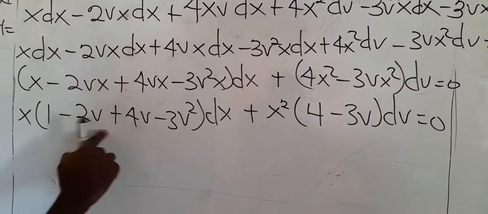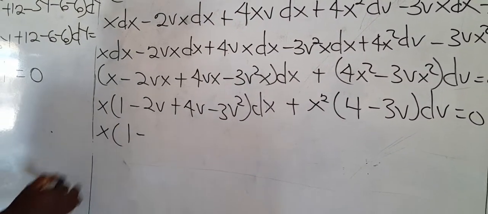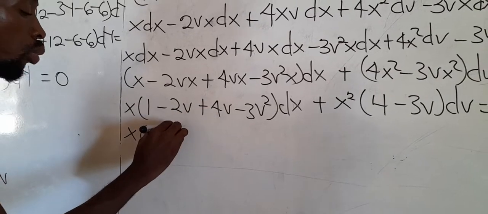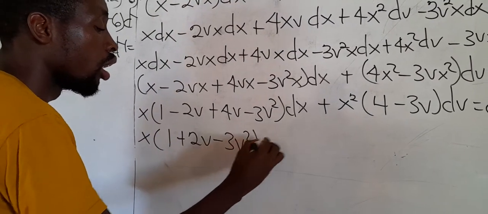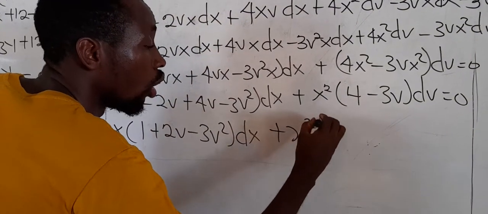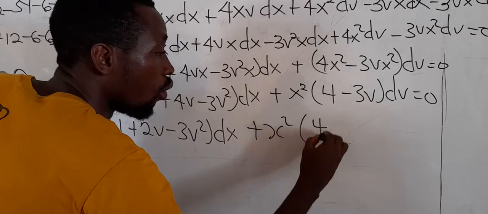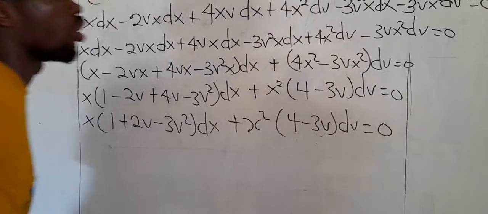So we can polish this. These are like terms, so we can correct that. So this will be 1 minus 2v plus 4v, which is plus 2v, minus 3v squared, dx, plus x squared, then 4 minus 3v, dv equal to 0.